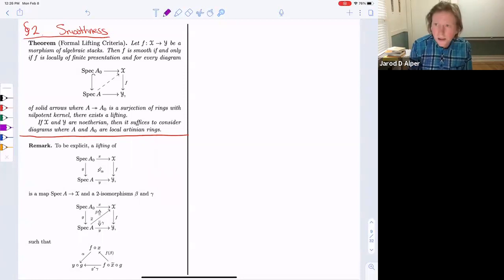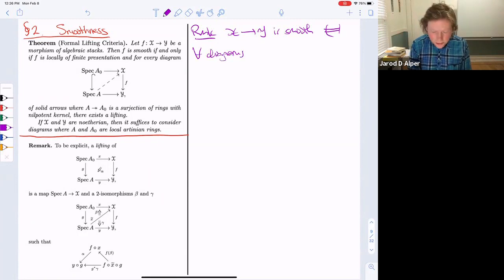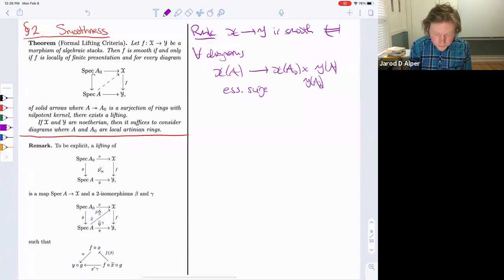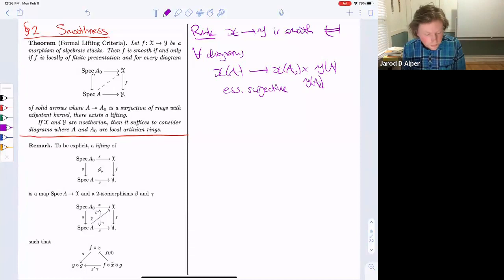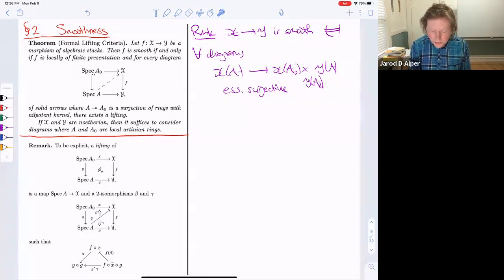And maybe yet another way to describe this is you could say that X to Y is smooth if and only if for all diagrams like this, another way to say this lifting criterion is that I need the following map to be essentially surjective. You look at this map of categories, this is essentially surjective. Because if you look over here, I have an object of X over A naught, an object of Y over A, and then I have these two commutativities, which tell me how I get an object of the fiber product of categories. Anyway, okay.